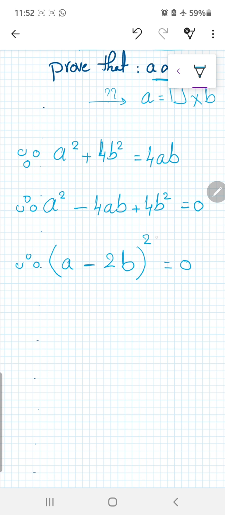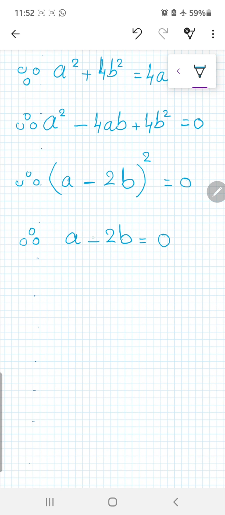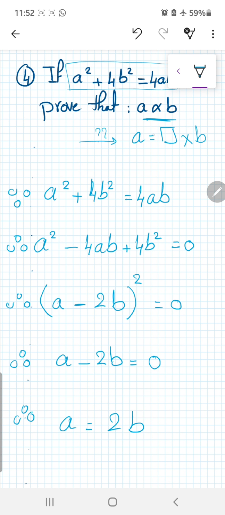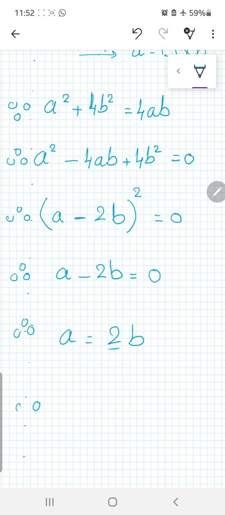We want to remove the power 2, so take the square root of both sides. So A minus 2B equals the square root of 0, which is 0. Move B to the other side, so we get A equals 2B. As we said, A equals a number times B, the number we called M. So here we get A varies directly with B. Understand?